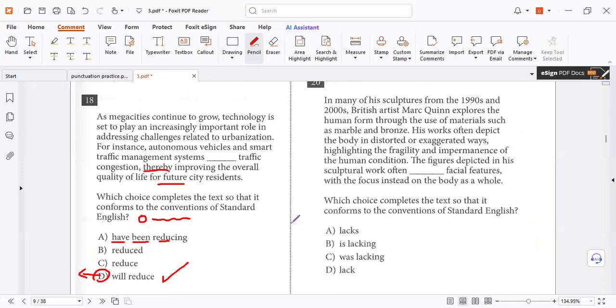Number 20. What's yours? Number 20, minus D, ready, C. D, letter D is correct. Present simple tense. All right, subject-verb agreement.